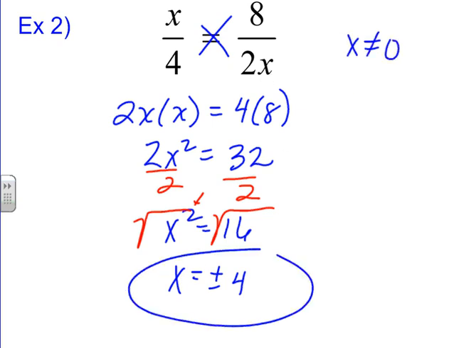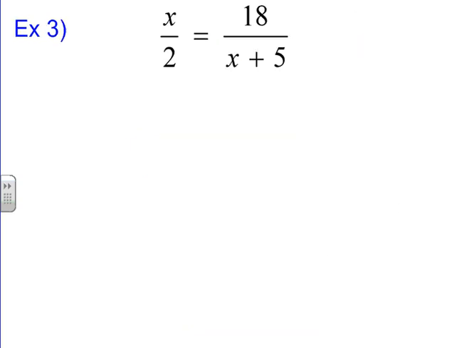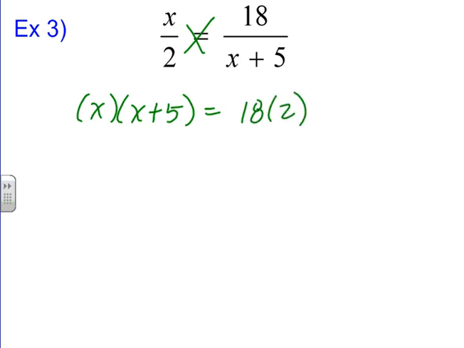So we can keep both of those answers. Let's try it again with the binomial now in the denominator. When we cross multiply, on one side we'll get x times x plus 5, and on the other side, we'll get 18 times 2. We distribute the x out, we get x squared plus 5x. On the other side, 18 times 2, which is 36.